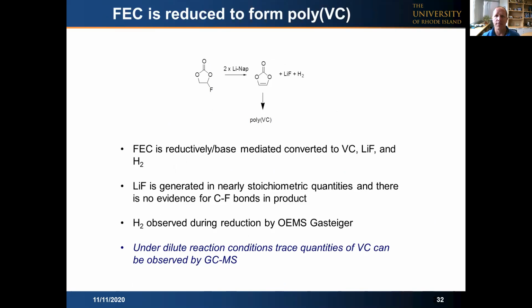But then when we went back and did a more detailed investigation of the fluoroethylene carbonate, what we noticed is that the fluoroethylene carbonate under very dilute conditions initially generates vinylene carbonate along with lithium fluoride and hydrogen, which was observed by Hubert Gasteiger by OEMS, and that then the vinylene carbonate polymerizes to generate poly-VC. So it's very interesting that these two very common additives, vinylene carbonate and fluoroethylene carbonate, have fairly different reaction mechanisms, but yet generate very similar products.